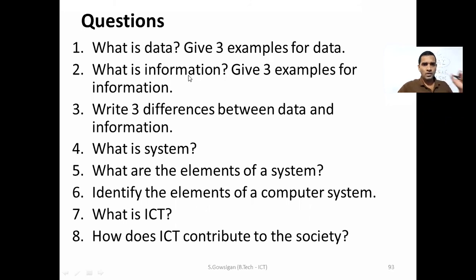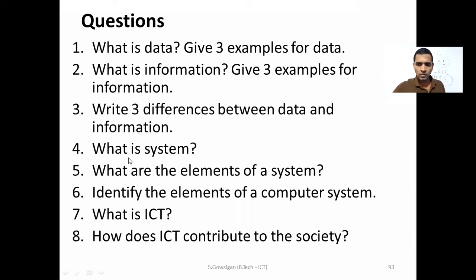What is information? Processed data is information. Or even you can say if data are processed in a meaningful way, information is obtained. Give 3 examples for information: weather report, progress report of a student, literacy rate of a country, the pass percentage of GCOL results. Okay, so anything, okay. Third, write 3 differences between data and information. First one, data unprocessed, information processed. Second, data are meaningless, information is meaningful. Third, data cannot be used for making decisions, but information can.